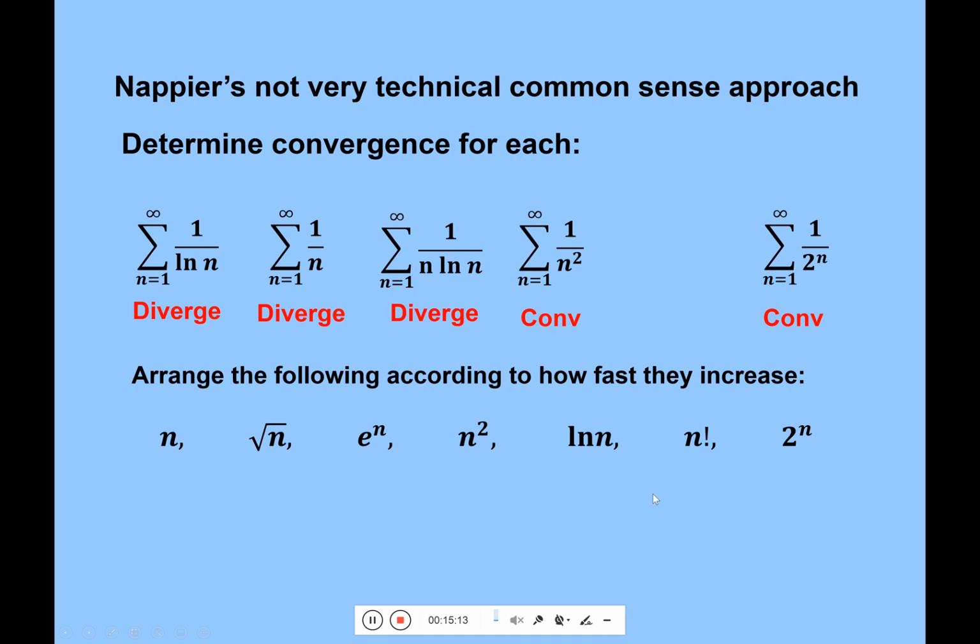We talked about the other day, even though we're not as familiar with it, that n factorial increases faster than anything else. Period. So that's definitely going to be the fastest. But let's think about this.